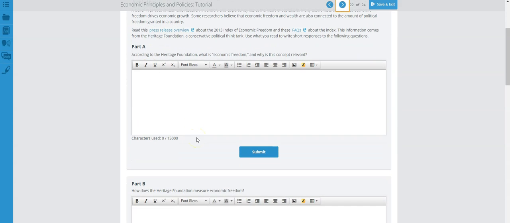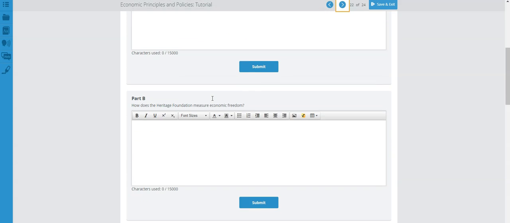Let's read part A. According to the Heritage Foundation, what is economic freedom and what is the concept, and why is the concept relevant? Make sure that you are able to provide a good explanation as to what economic freedom is, and make sure that you use the resources that you've been given in order to answer these questions. By the way, you should have a good solid paragraph here.